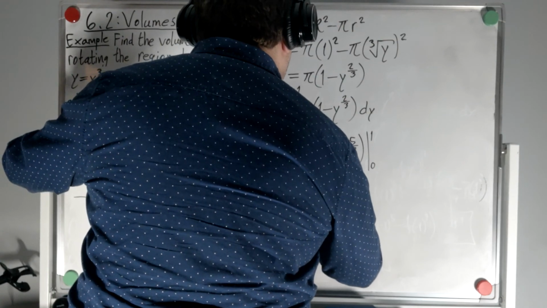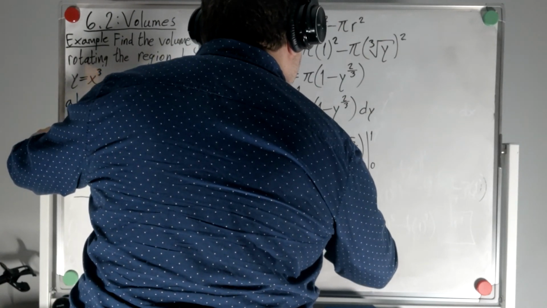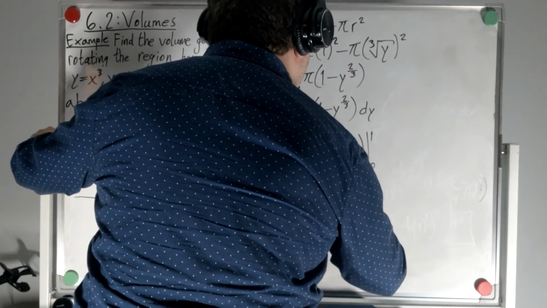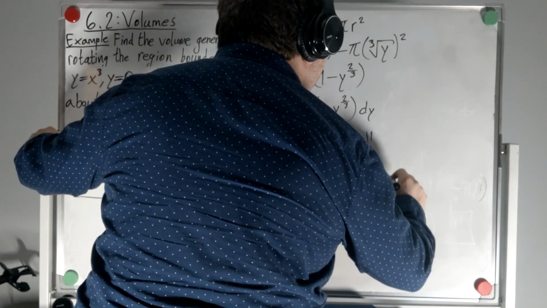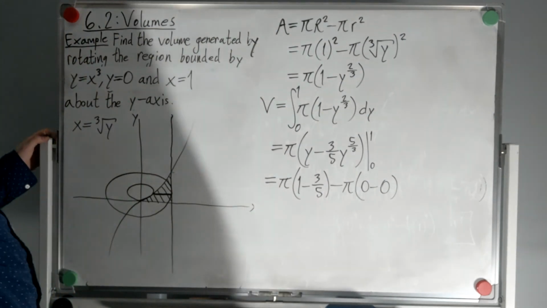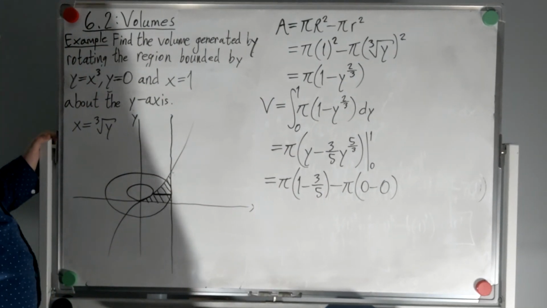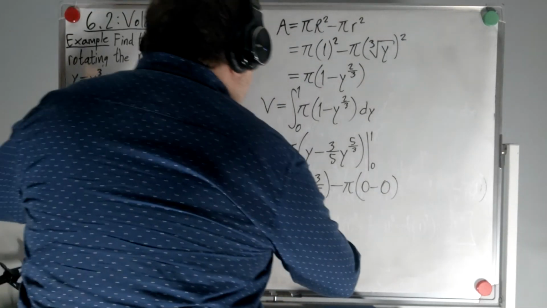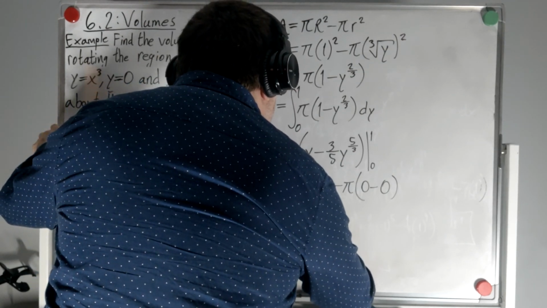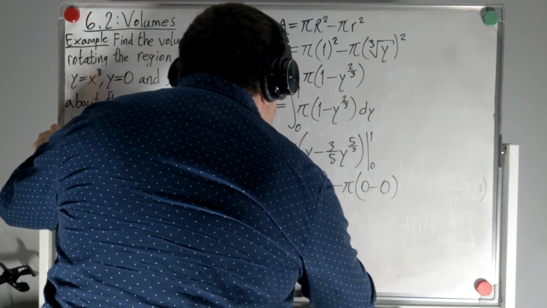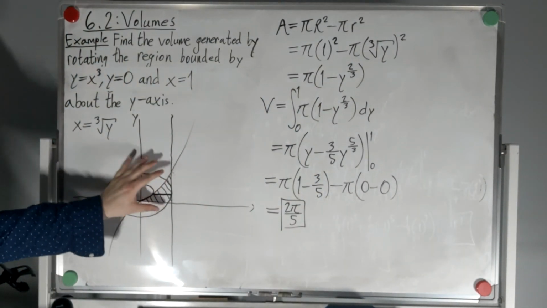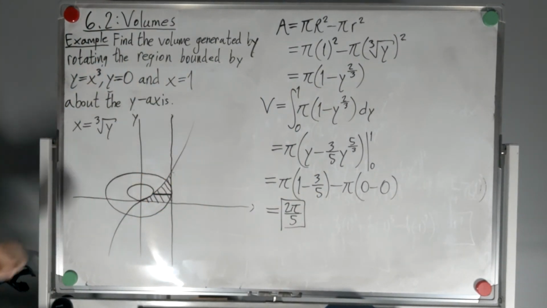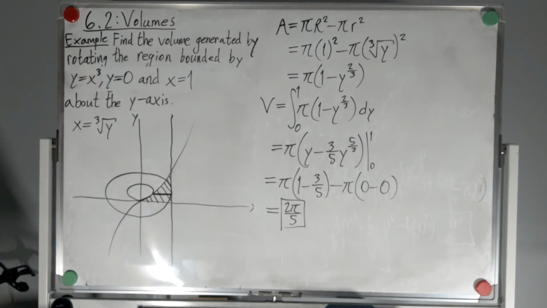This is pi times 1 minus 3/5 minus pi times 0 minus 3/5 of 0. And again, the way that we write this is not important, but this does come out to be 2 pi over 5. And so that is the volume that we get when we rotate this region around the y-axis.